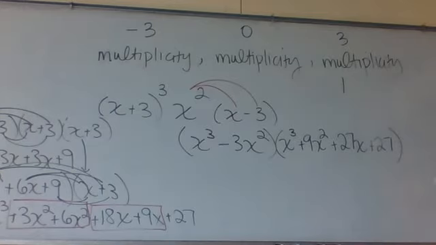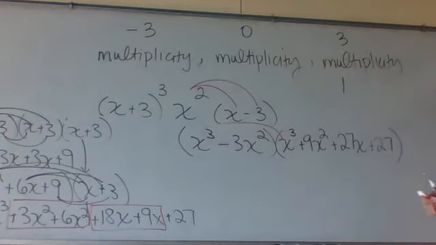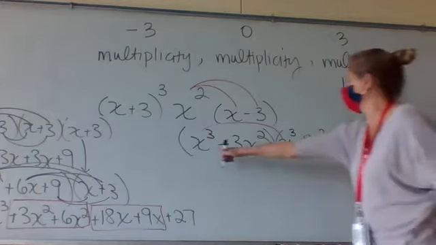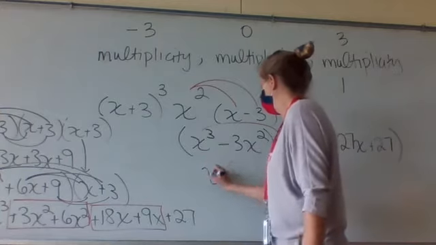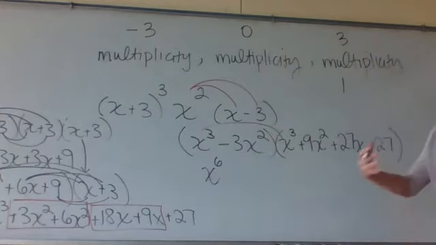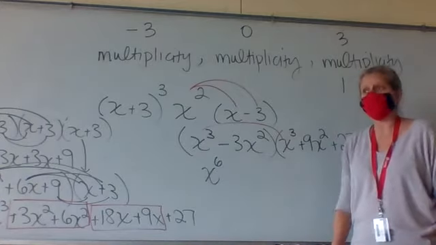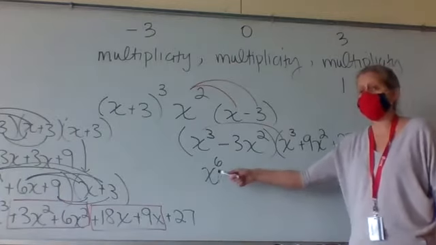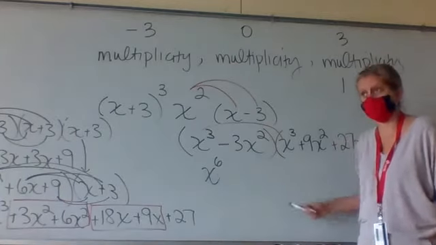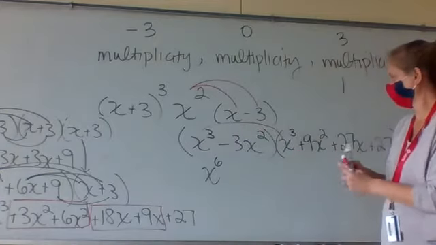Look what happens when you do the first. X to the third times x to the third. What do you do with those exponents? When you multiply the same bases, you add their exponents. So this x to the third times x to the third is going to give me x to the 6, which is good news, right? My end result was supposed to be a polynomial of degree 6, which I'm going to be at now, which means I'm almost done.